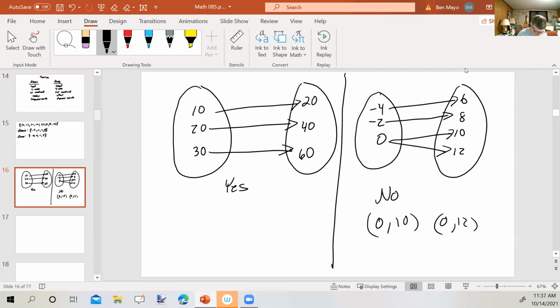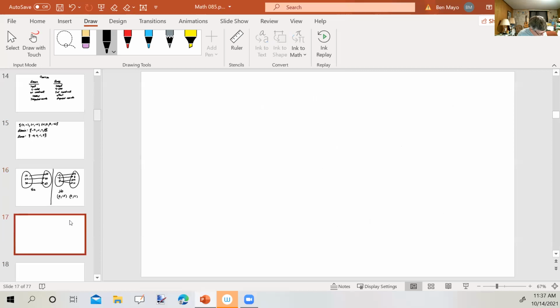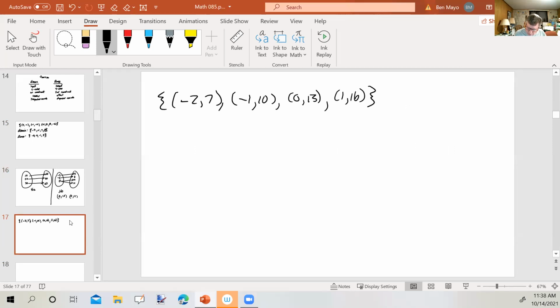Okay, how about this situation? 10, 0, 13, and 1, 16. Is this a function? Yes, it is. Each input is only going to one output.